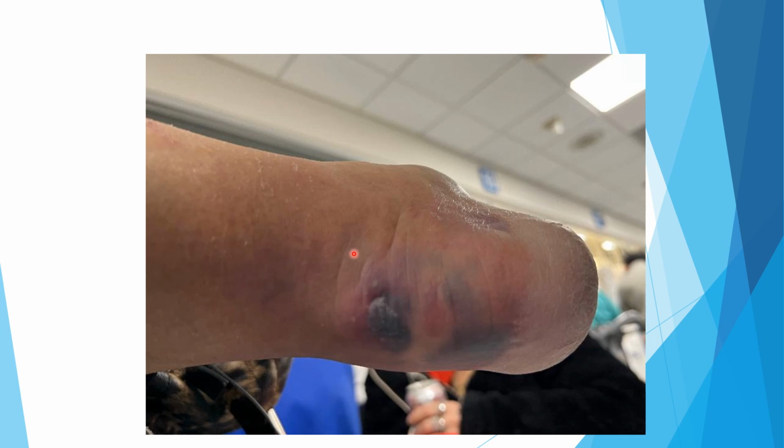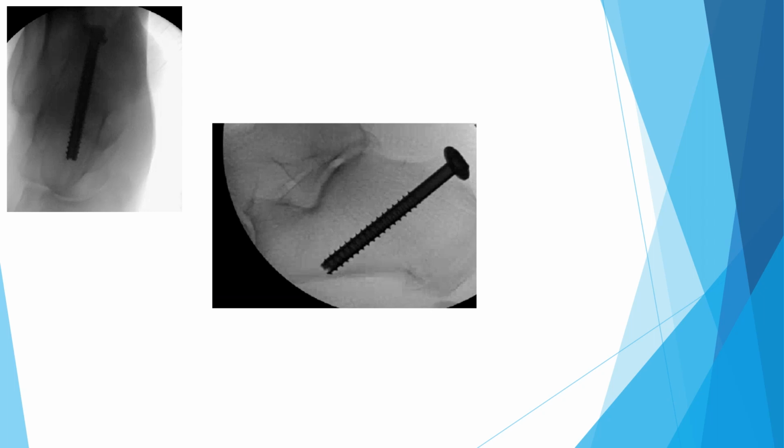This is the patient that we had the X-ray of in the previous slide, and you can see she presented to the ER fairly late, about 12 hours, and when she presented, the skin already had necrosis there due to the pressure by the piece of bone. So this is the patient in the previous slide.